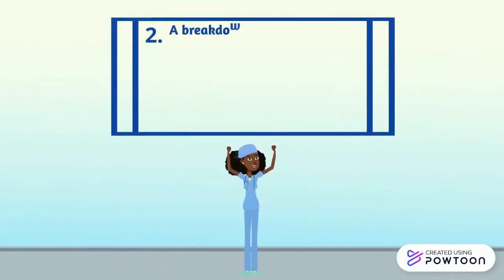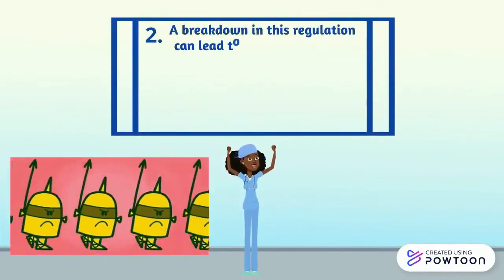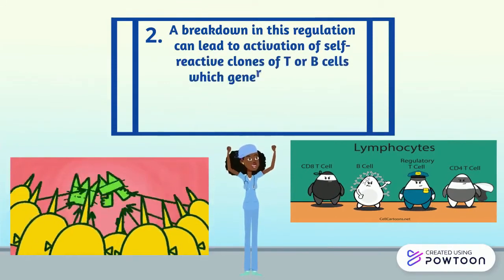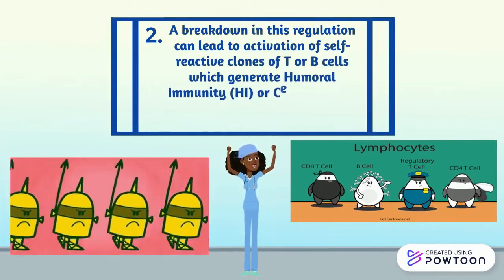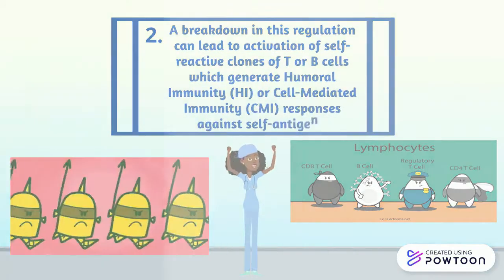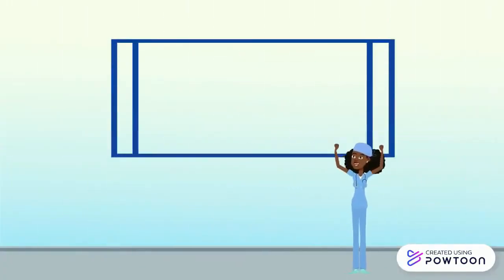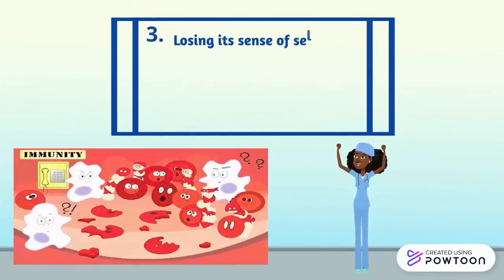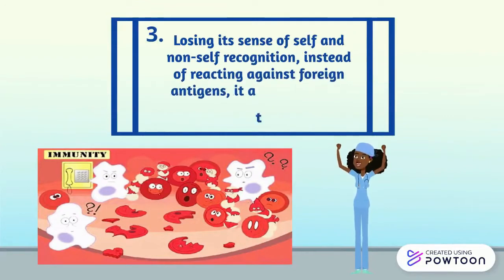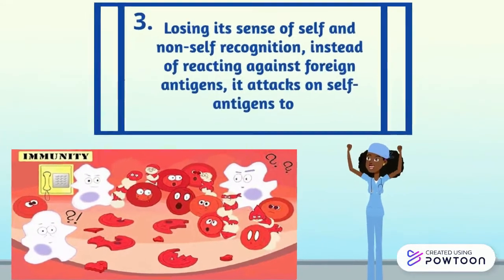Second, a breakdown in this regulation can lead to activation of self-reactive clones of T or B cells, which generate humoral immunity or cell-mediated immunity responses against self-antigens. Third is losing its sense of self and non-self recognition. Instead of reacting against foreign antigens, it attacks self-antigens too.